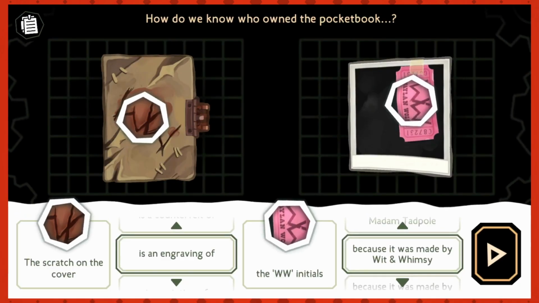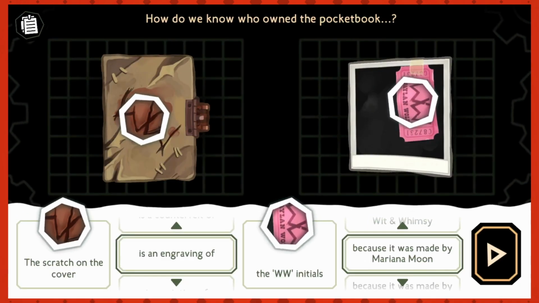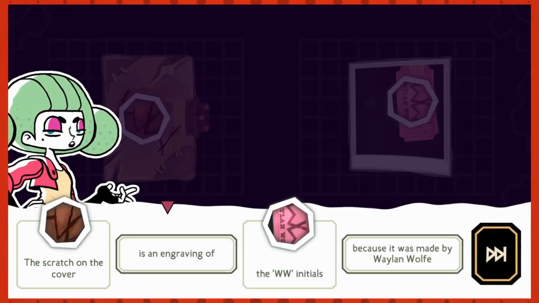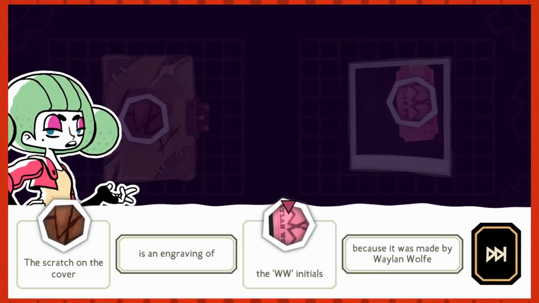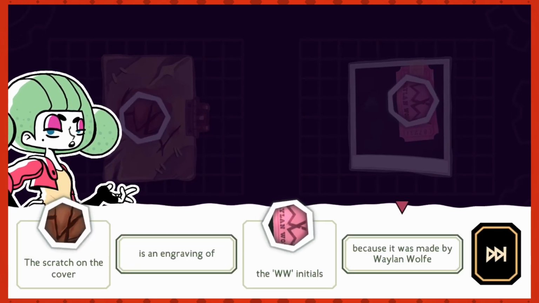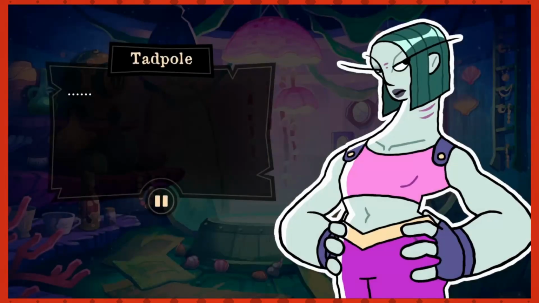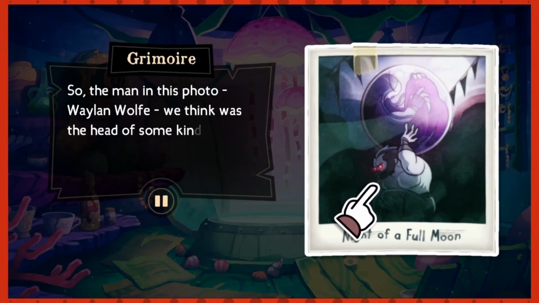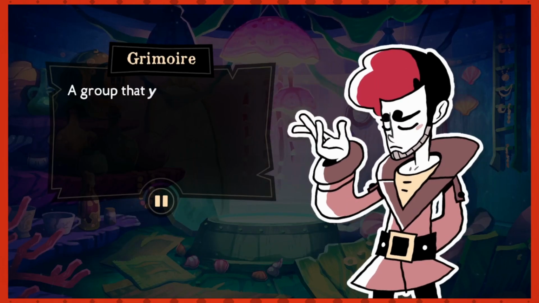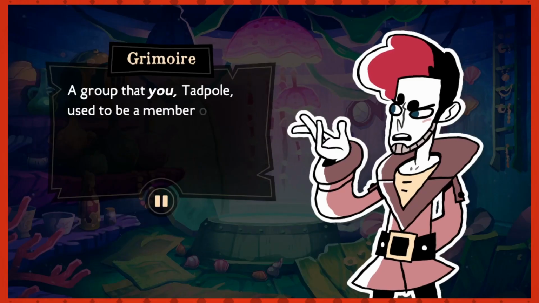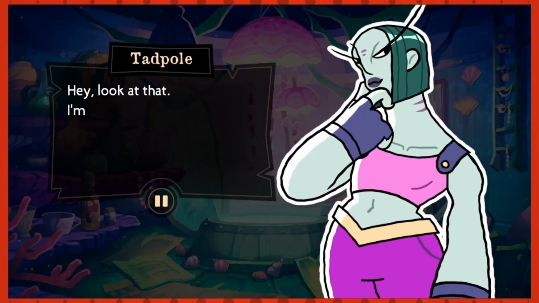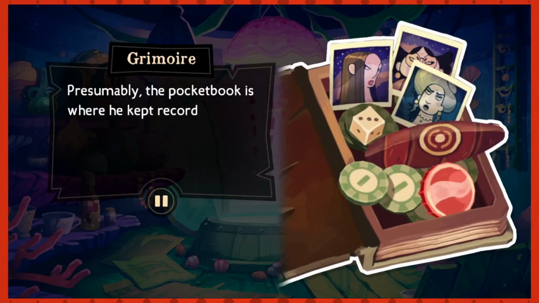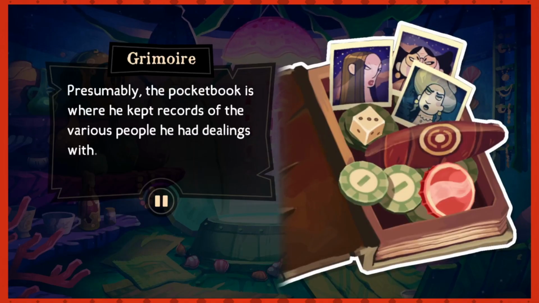The WW initials by Wit and Whimsy. That's funny, because it was made by Wayland Wolf. The scratch on the cover is an engraving of the WW initials because it was made by Wayland Wolf. So the man in this photo, Wayland Wolf, we think was the head of some kind of traveling show. A group that you, Tadpole, used to be a member of. Hey, look at that. I'm actually impressed. Presumably, the pocketbook is where he kept records of the various people he had dealings with.